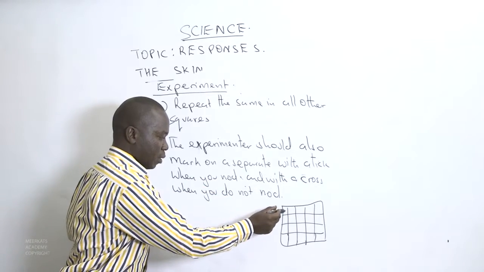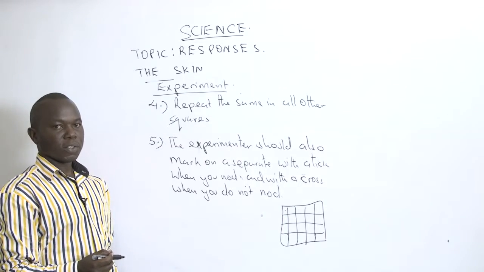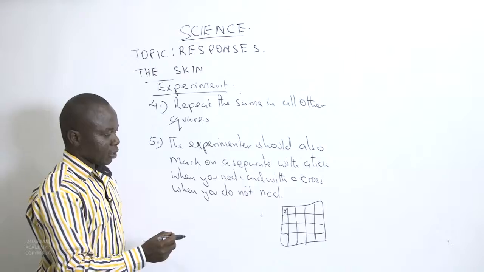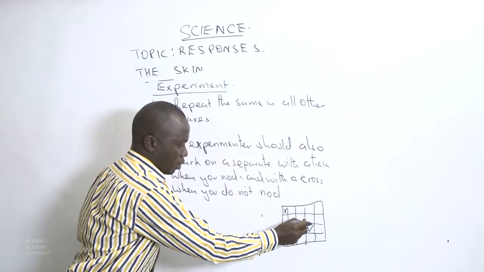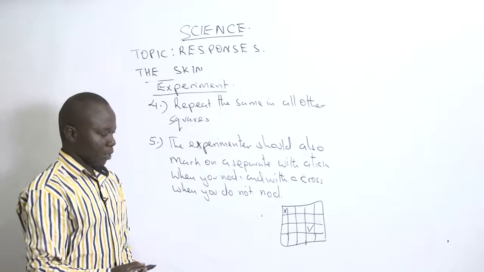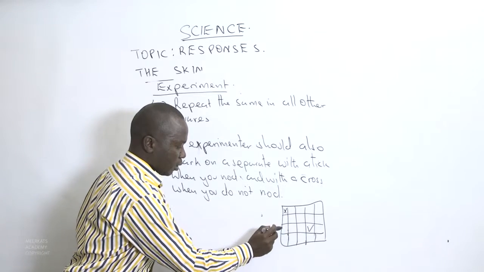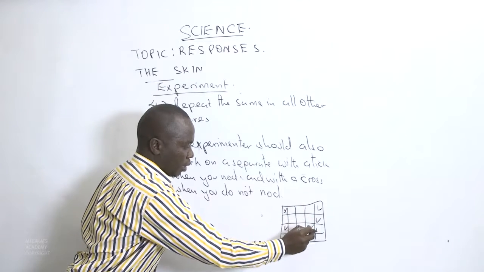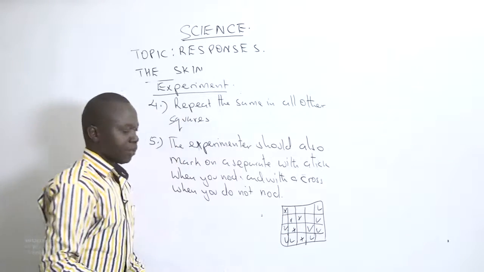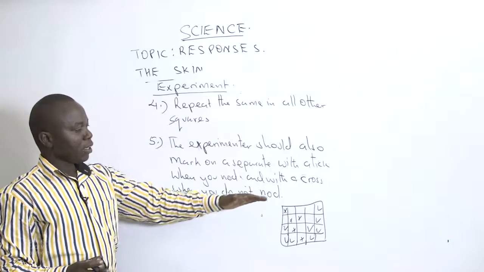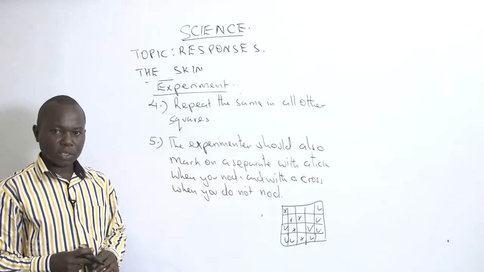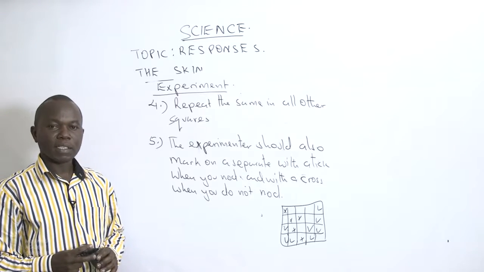If the experimenter touches at that point and you do not nod your head because you have not felt anything, he puts there a cross. If the experimenter touches at that point and you nod your head, he ticks that point on the paper. So several points may be marked on your hand, on your palm, and at others there may be no sensation. This is a simple experiment to show that not all parts of the skin have equal sensation. Some are more sensitive while others are less sensitive.